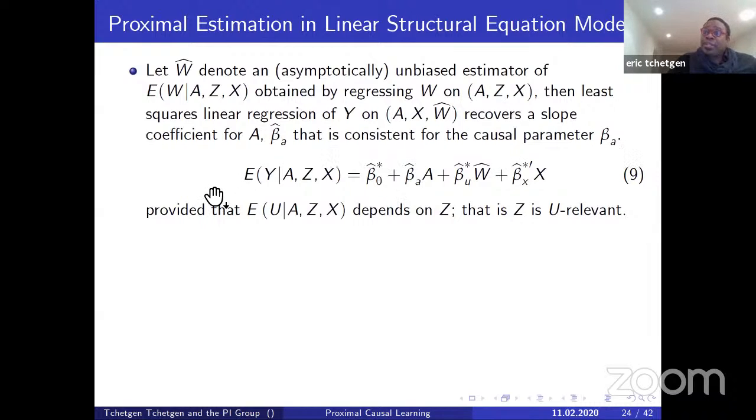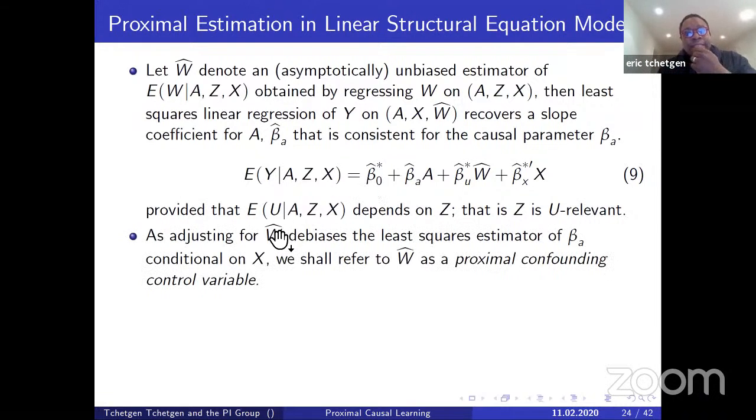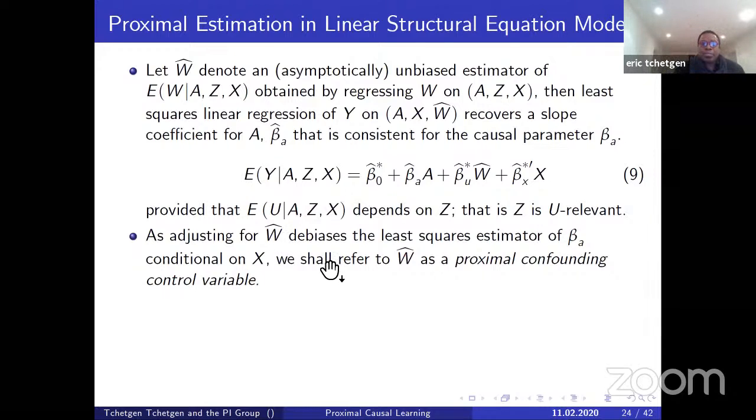And there are some assumptions here. The crucial one is that the mean of U given A and X must depend on Z. You better have a valid and a good proxy. This is the proxy relevance, sort of the IV relevance version of this. Adjusting for W hat, the bias is removed in the least squares estimator of beta A conditional on X. We shall refer to W hat in this linear setup as a proximal confounding control variable.